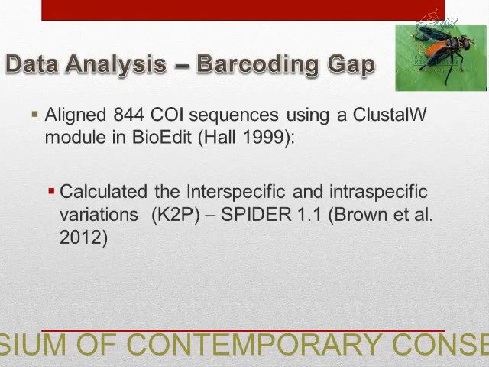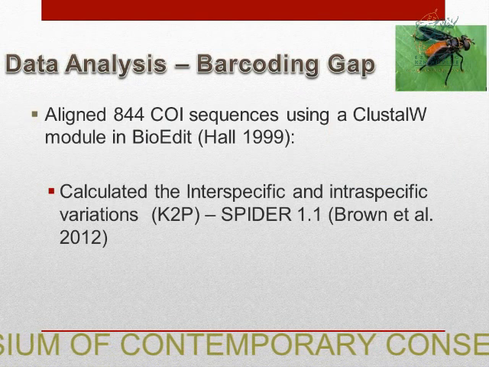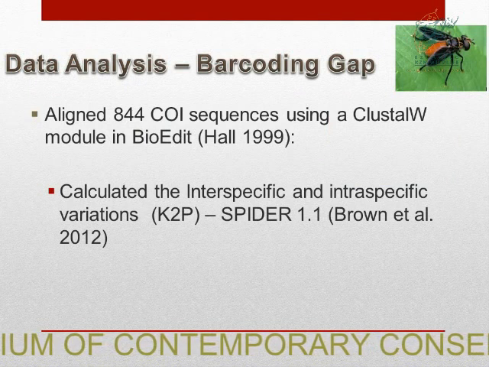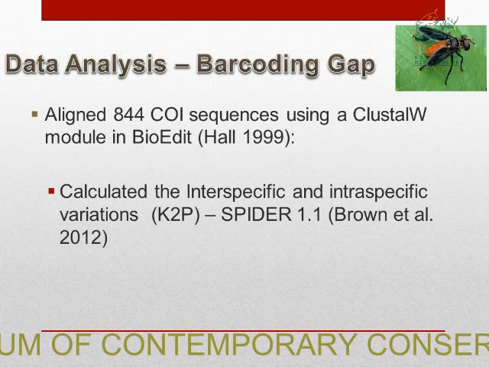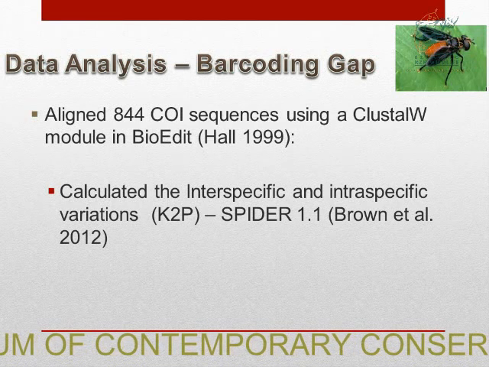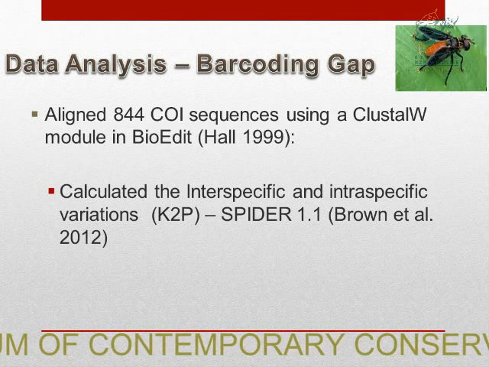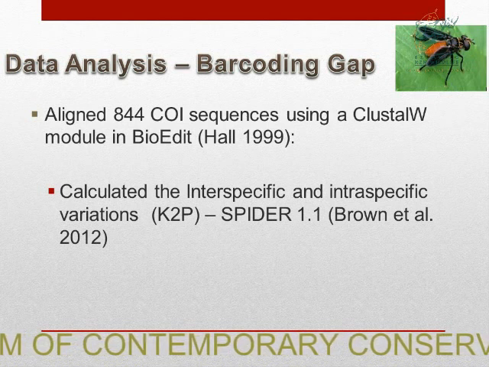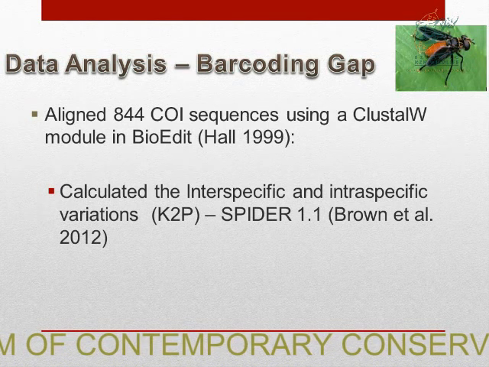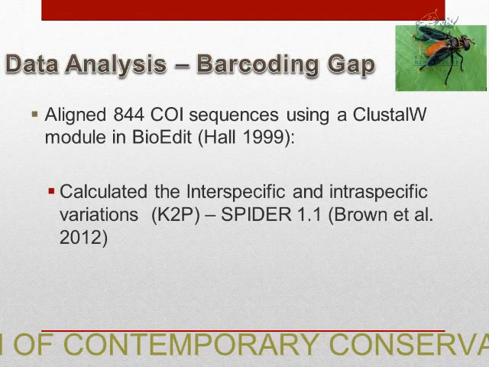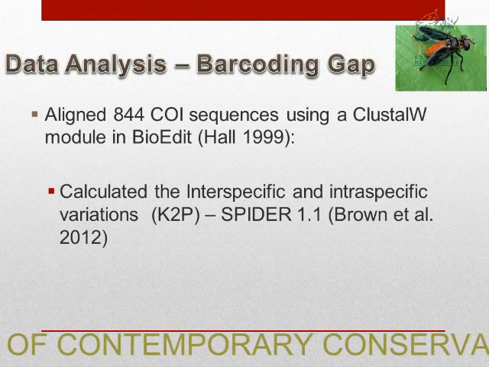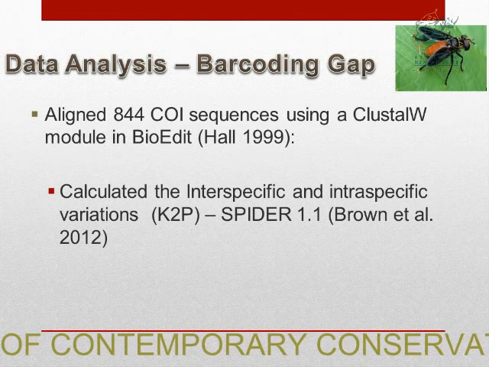To look if we have the DNA barcoding gap, what we did was we aligned all 844 CO1 sequences using the Clustal W module in BioEdit, and then we calculated the interspecific and intraspecific variation using the K2P model in the Spider software in R.